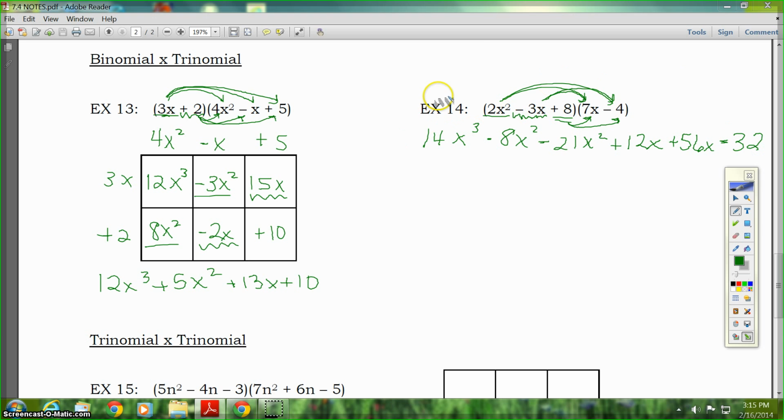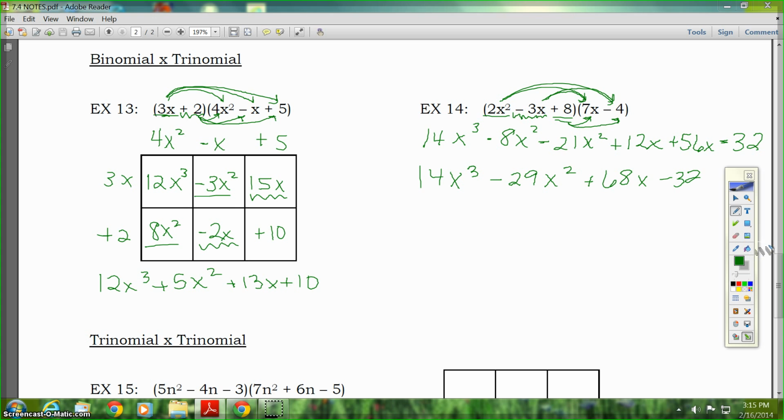Okay, from here I'm going to go ahead and look at my like terms. I'm going to have 14x to the third, negative 29x squared, and 68x minus 32. And that's going to be my answer.